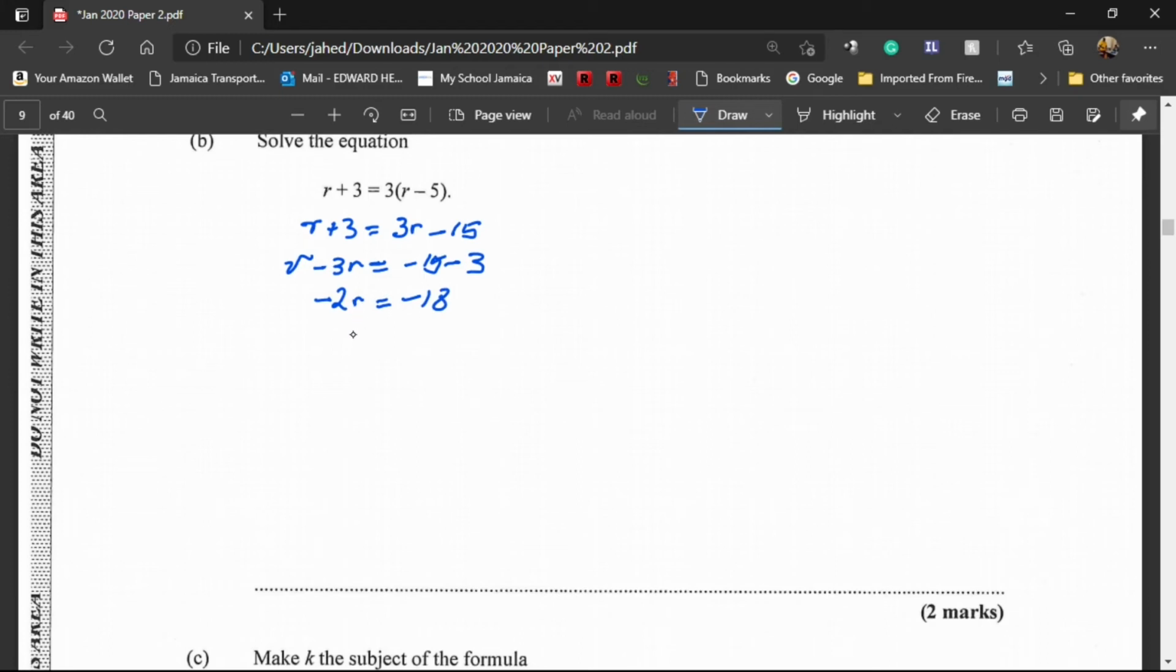Therefore, r must be equal to 9. Or, if you look at it this way, divide both sides by negative 2. When we divide by the same signs, the answer must be positive. And 2 into 18 goes 9 times. So the answer is 9.